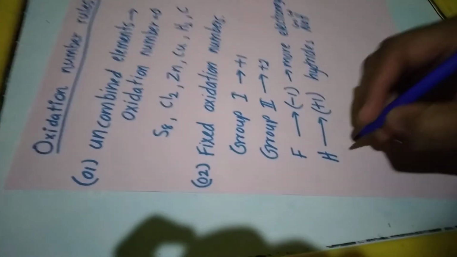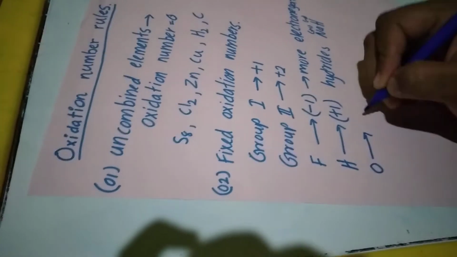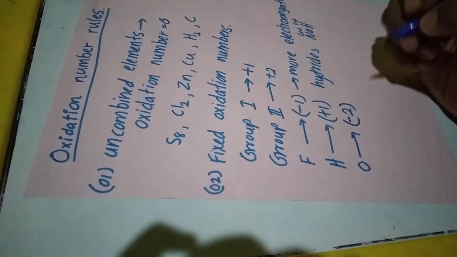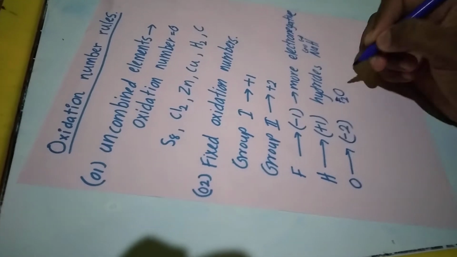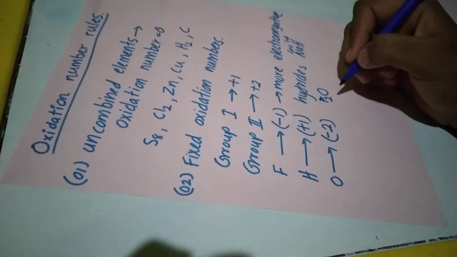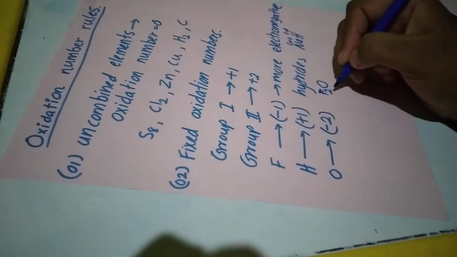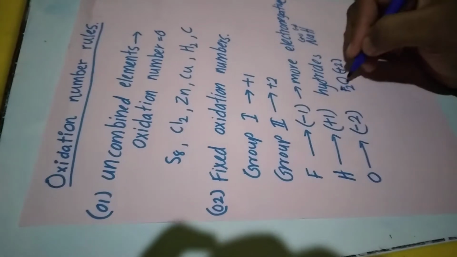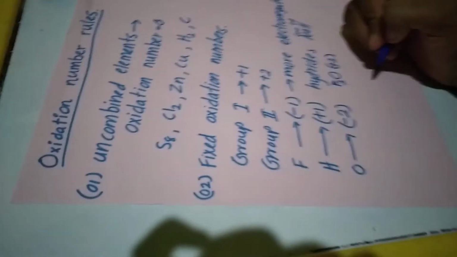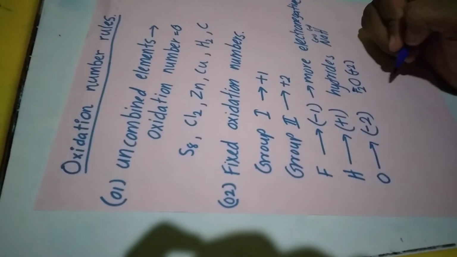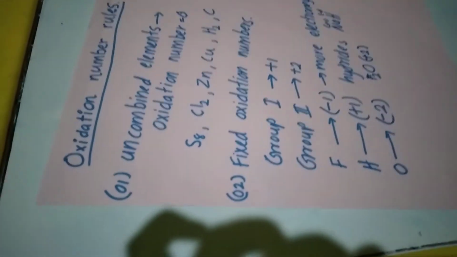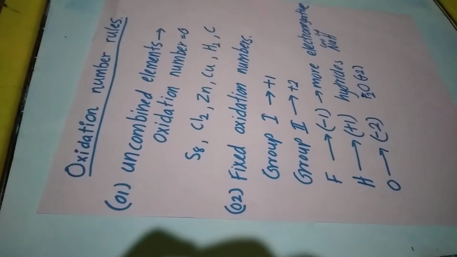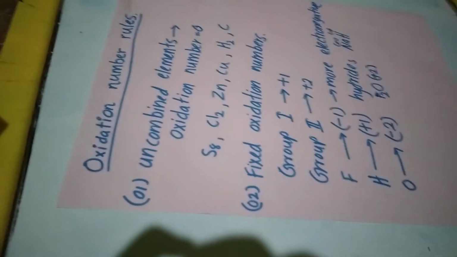And oxygen's oxidation state is -2, except in F2O. In this case, fluorine has the oxidation state -1, therefore oxygen gets the oxidation state +2. Except for this compound, in all other oxides and oxygen-containing compounds, the oxidation state of oxygen is -2. So this is the second rule.